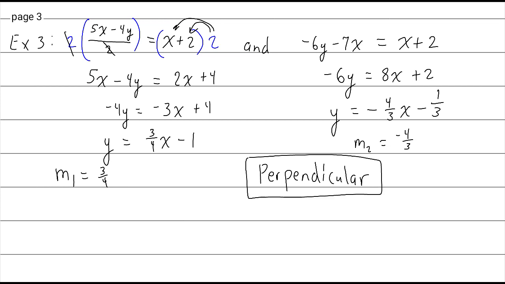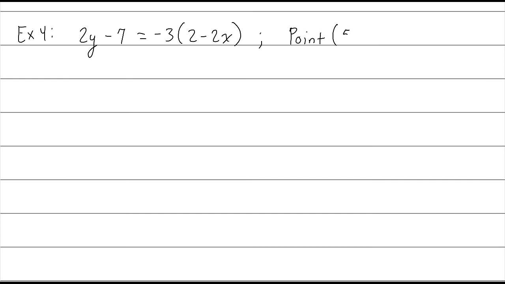All right, let's go on to a different type of question. I want to do a couple of these really quick. So sometimes you'll be given one equation. You're given one equation. Let's see, 2y minus 7 equals -3 times (2 minus 2x). You're given an equation, and you're given a point. And so what is this representing? So this point does not belong to this line.